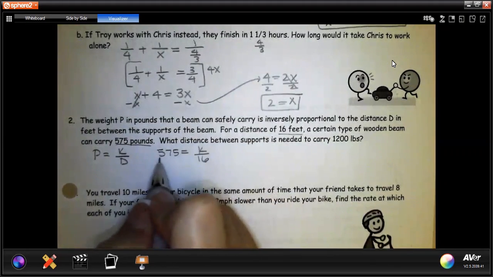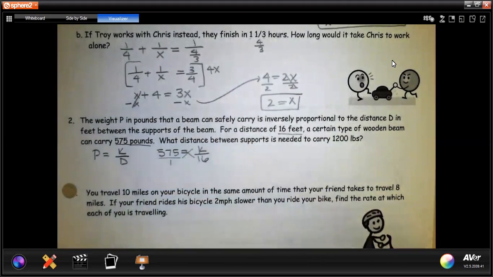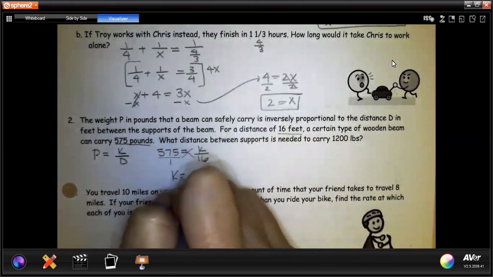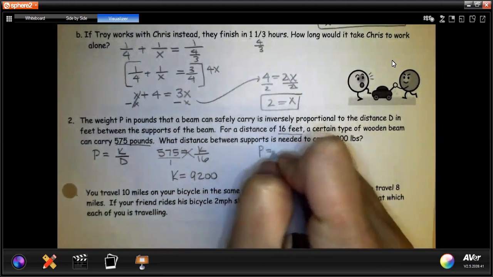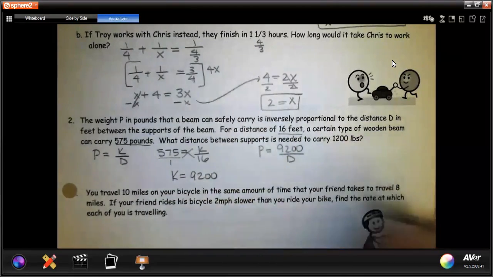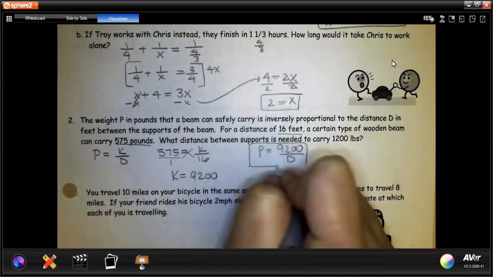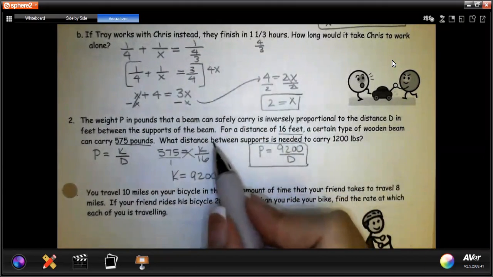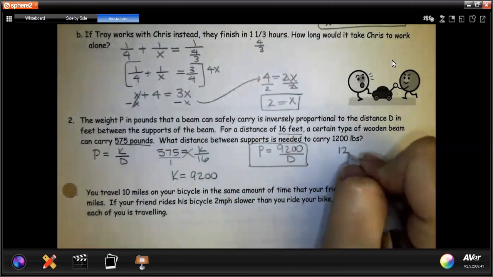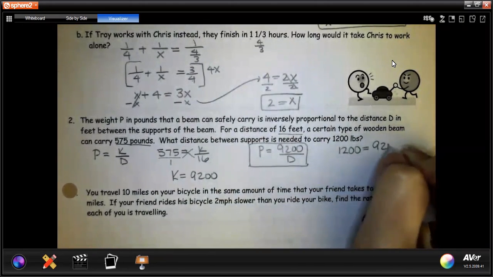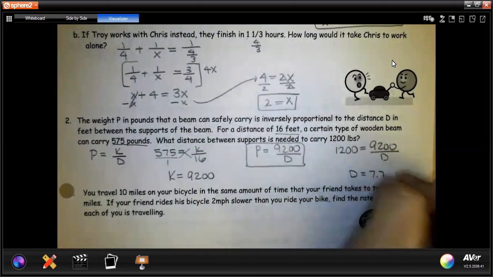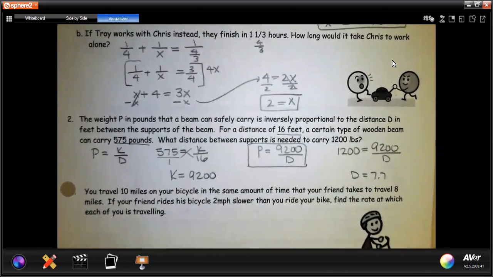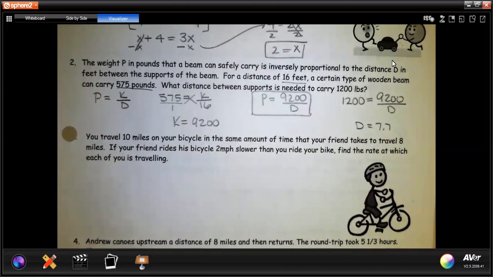With one fraction on each side, remember that's over 1, we cross multiply. That's the easiest thing to do. And so we get K is equal to 9,200. And so our equation is P equals 9,200 over D. If they were asking you for the equation, this is your answer. But here it's saying, what is the distance when you need 1,200 pounds? So I would put in 1,200 for my weight, and we solve for that D. Again, that would be a cross multiplication. I'll just go ahead and tell you D is equal to 7.7 so that we don't spend a lot of time on that part. I've got some more word problems here to settle out.